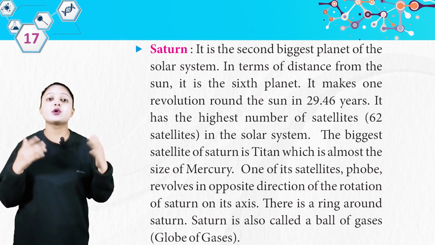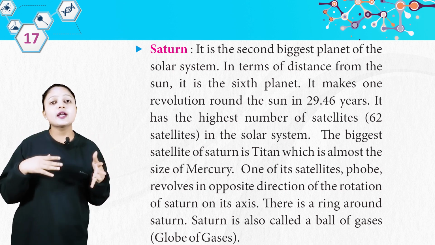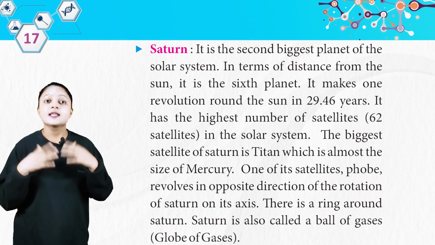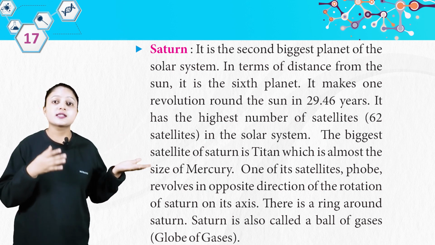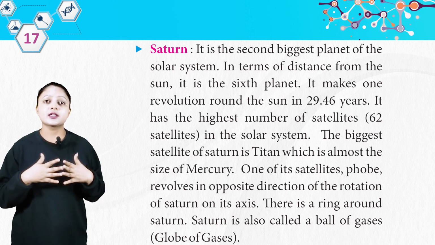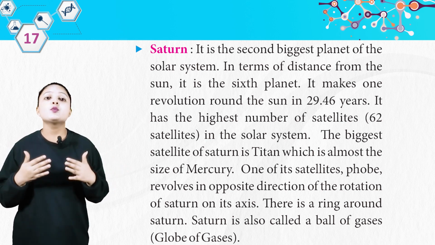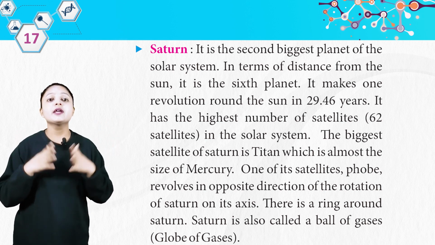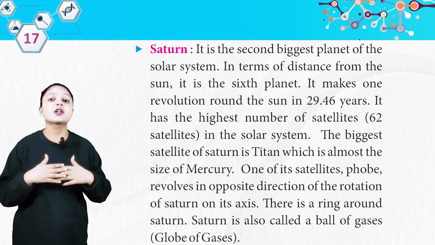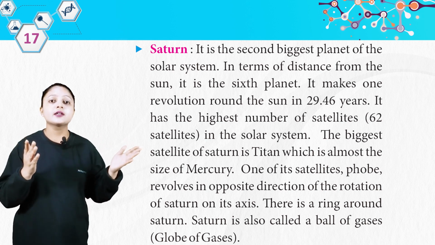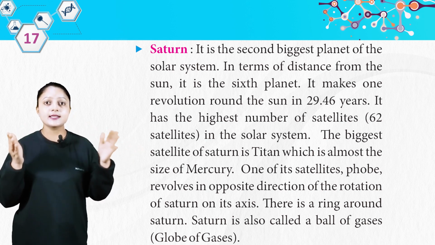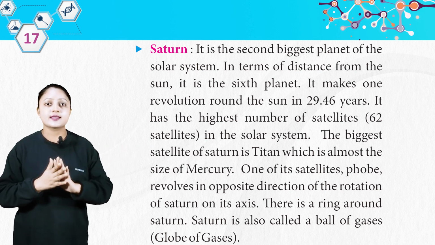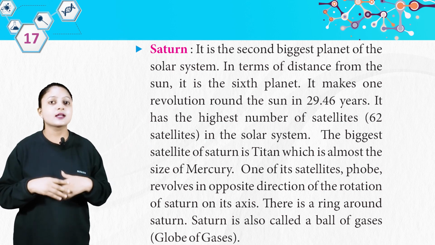It makes one revolution round the Sun in 29.46 years. It has the highest number of satellites in the solar system, 62. The biggest satellite of Saturn is Titan, which is almost the size of Mercury. One of its satellites, Phoebe, revolves in the opposite direction of the rotation of Saturn on its axis. There is a ring around Saturn.